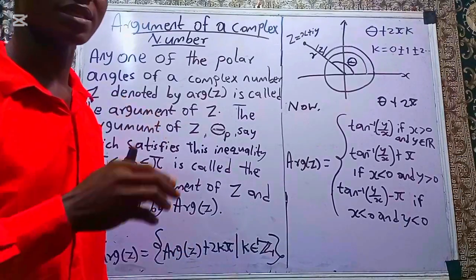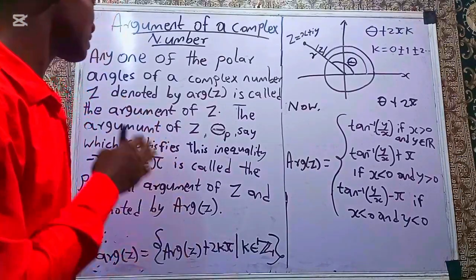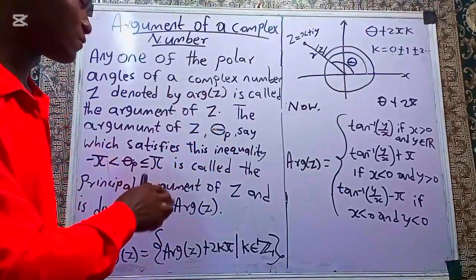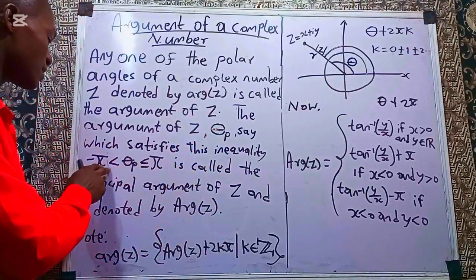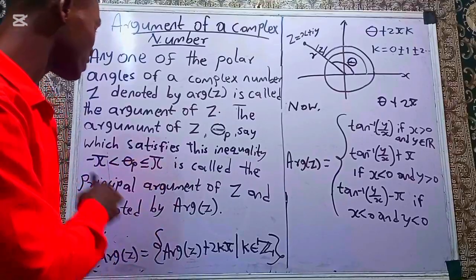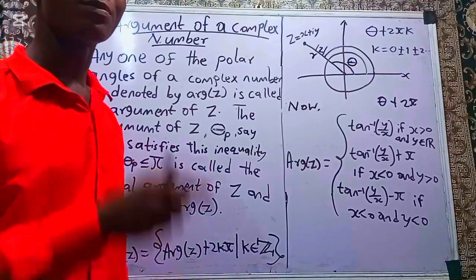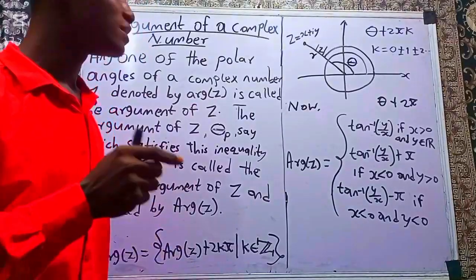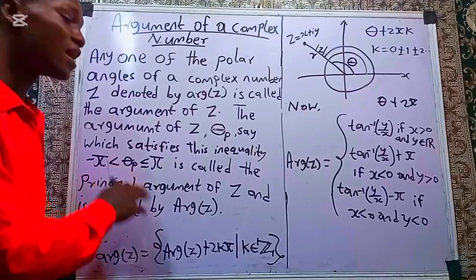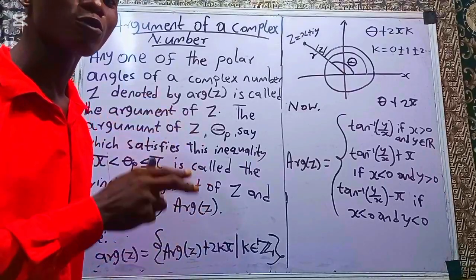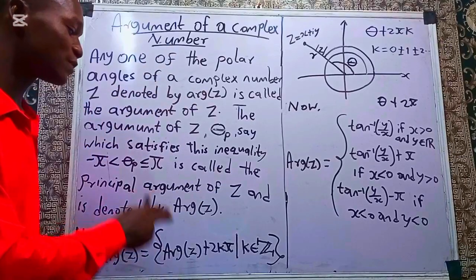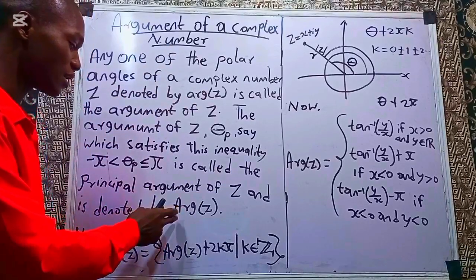The argument of z that satisfies this inequality, let's call it theta sub p. The argument of z that satisfies this inequality, minus pi strictly less than theta sub p less than or equal to pi, is called the principal argument of z. So the principal argument of z is the argument of z that satisfies this inequality, and every complex number has one and only one principal argument. That principal argument is denoted by Arg z.